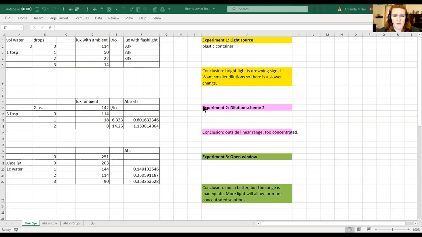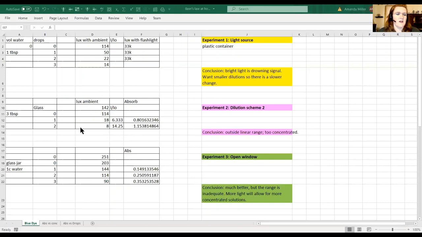So in my second experiment, I tried ambient light, but with more diluted samples. So I did 3 tablespoons of water for every drop, for 0 drops, 1 drop, and 2 drops of dye. And I got slightly better results, but my absorbance calculated to be over 1. And that is not a great place to be. Usually, generally, the rule is that you want to be between 0 and 1, because absorbance is the opposite of transmittance, and transmittance, you can't have something transmit more than 100% of light, and you can't have it absorb more than 100% of light either. That's illogical. So we try to go from 0 to 1, which is the decimal value of percentage.